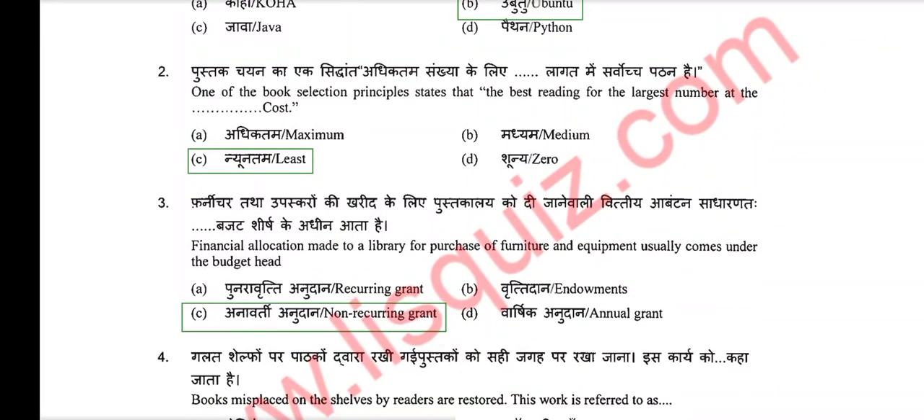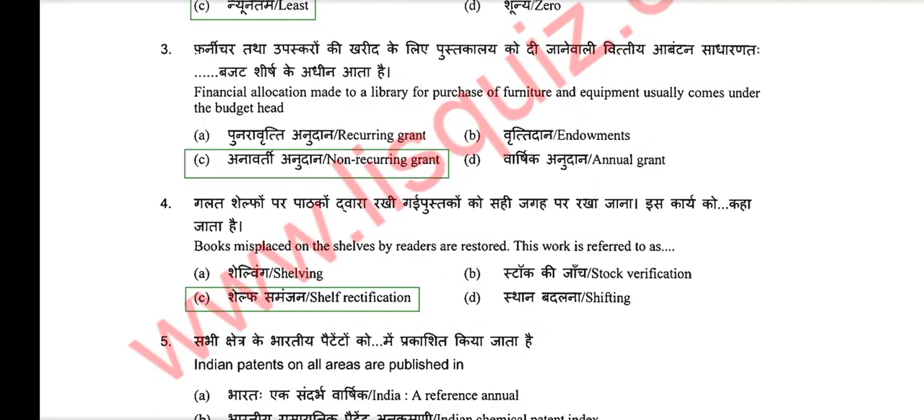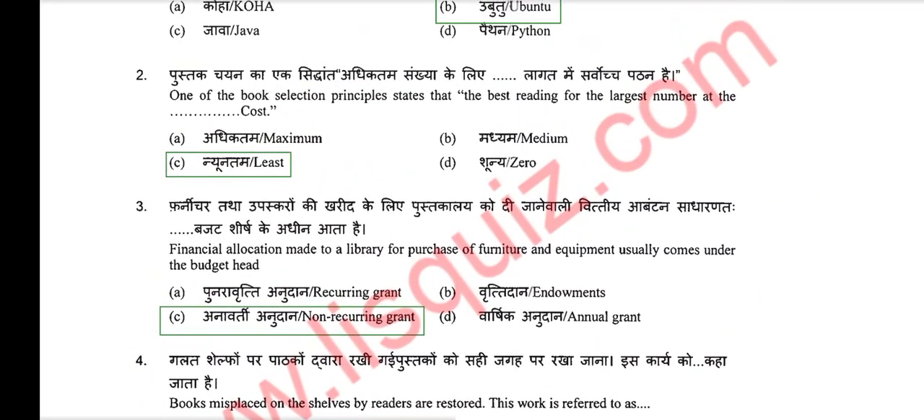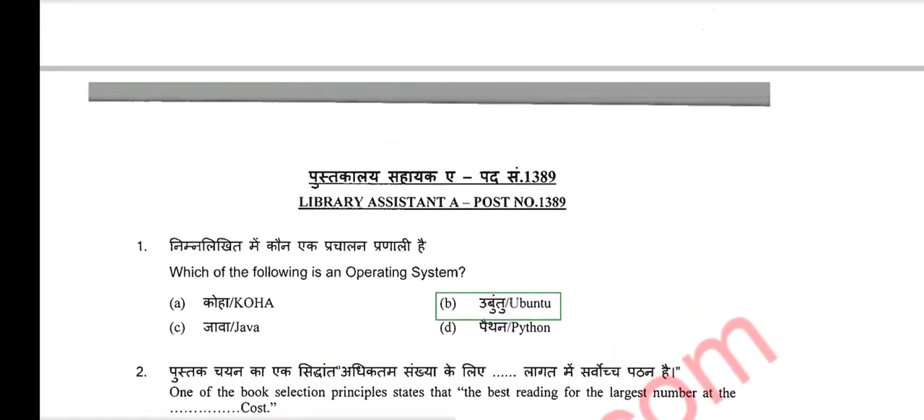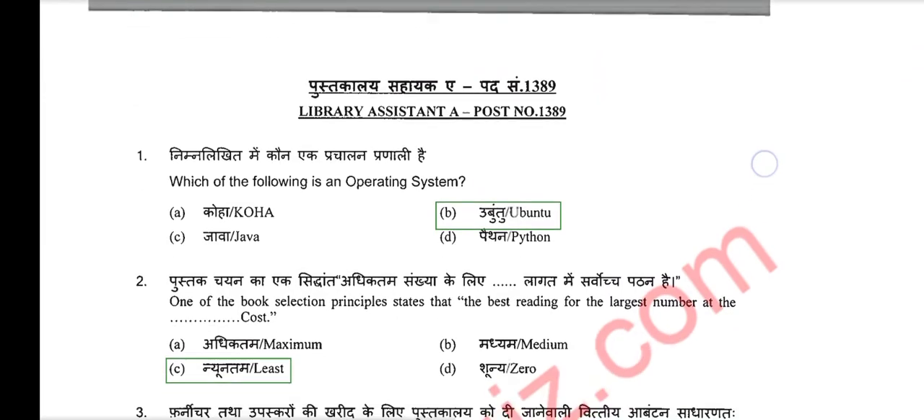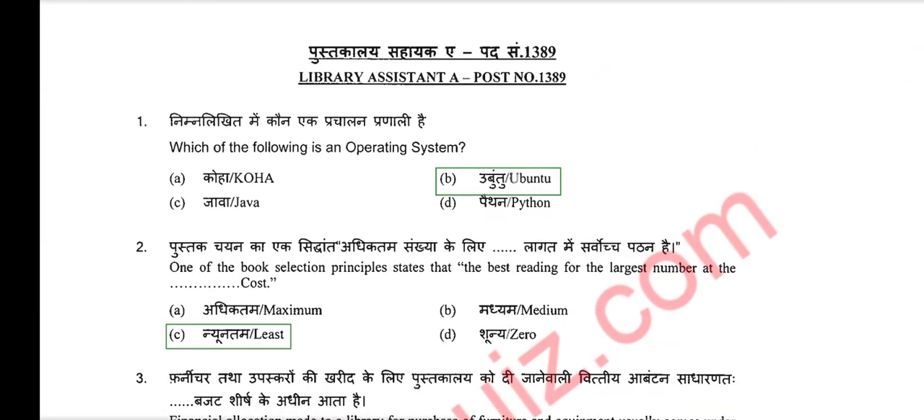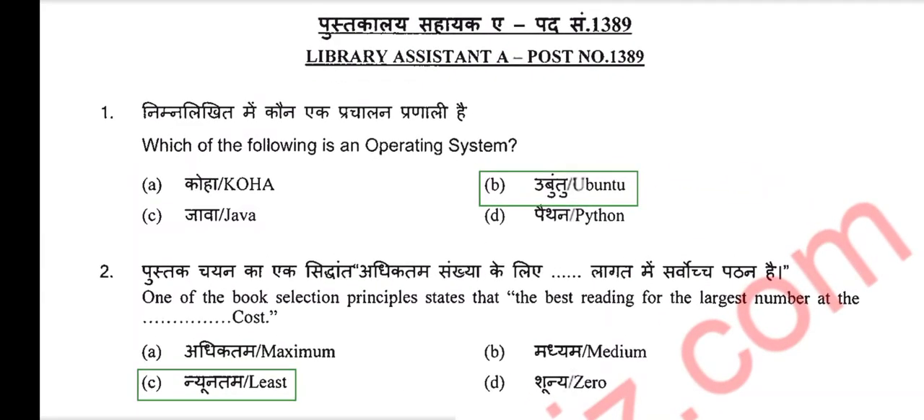And this PDF was downloaded from lisquiz.com. It is a very good site. You can go over there and you can have very useful and helpful information for your preparation. It will be a very helpful site.